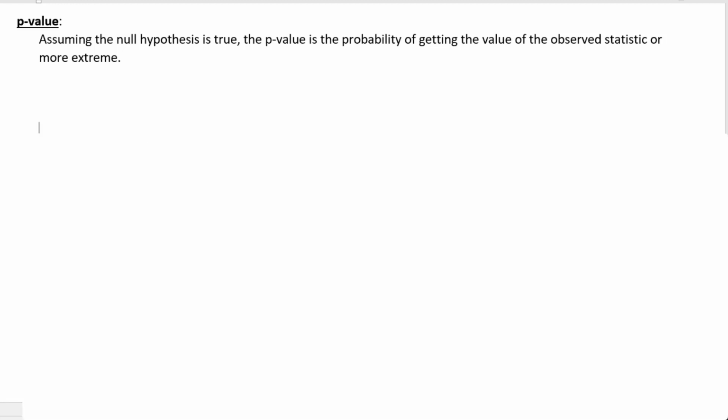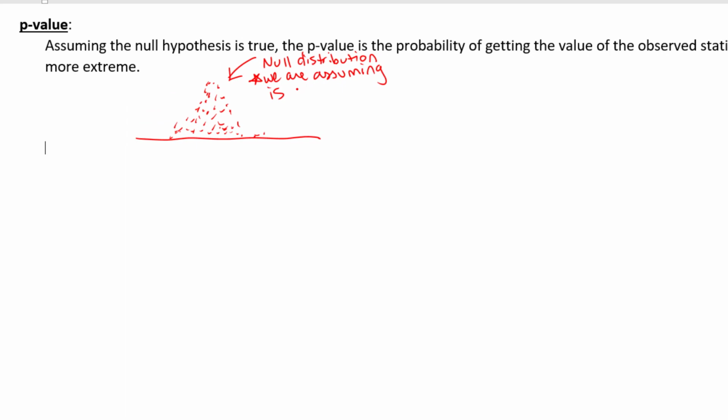As we simulate, we create a null distribution. That null distribution is the set of sample statistics that we expect to get if the null hypothesis is true. So this is the null distribution. It's the distribution of sample statistics we expect to get if the null hypothesis is true. Notice that means we are assuming the null hypothesis is true when we build this null distribution.